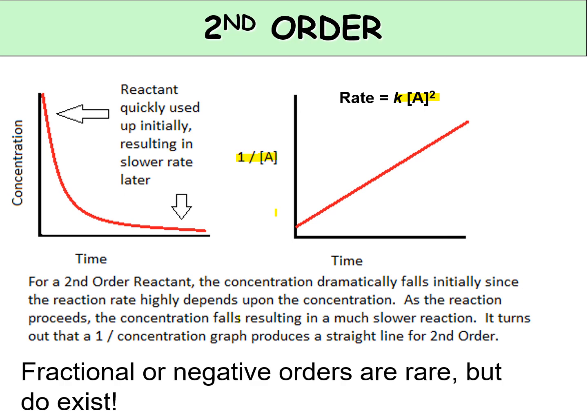Now, typically, the most common orders are 0, 1, and 2. Fractional orders do exist. Negative orders do exist. They are rare, and you don't really have to worry about them. I'm happy if you understand the difference between zero, first, and second. We're going to keep it simple.